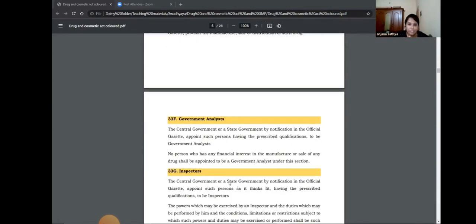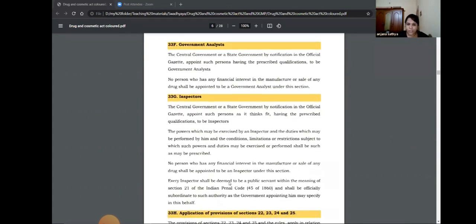Next one, we have learned about the government analyst. We know that the central government or a state government, by notification in the official gazette, appoints such persons having prescribed qualifications to be government analyst. The government analyst means the person who is responsible for doing the test or analysis of the samples. The qualification of the government analyst is explained in the Drugs and Cosmetics Rules. No person with a financial interest should be appointed as a government analyst. That actually applies to inspectors also. Okay.